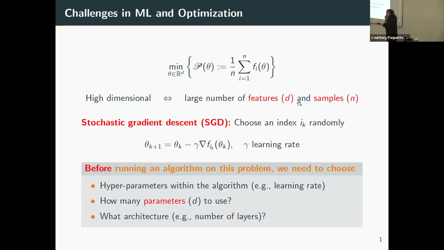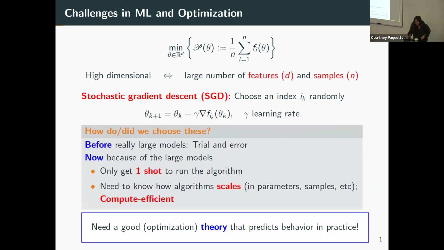But we have to remember a few things, right? Before we actually run an algorithm on this problem, we have to choose things. Most of us are familiar with choosing the hyperparameters, like how do we choose the learning rates, etc. But there's actually a couple of other things which are different in ML than what we typically think of in optimization, which is that you actually get to choose the space you're minimizing over. So you get to choose how many parameters, that's how many neurons. You also get to choose your architecture. How many layers are you using, etc. So these are two things which we actually have to decide prior to actually running the algorithm.